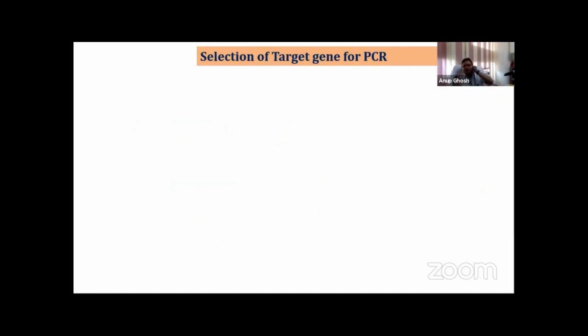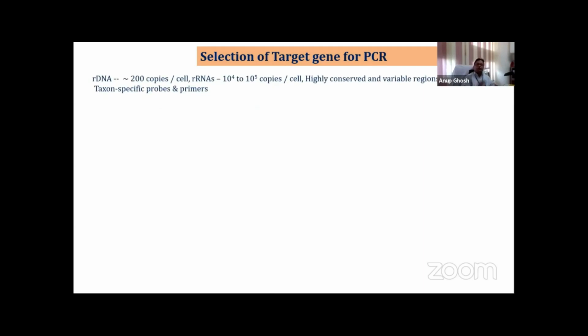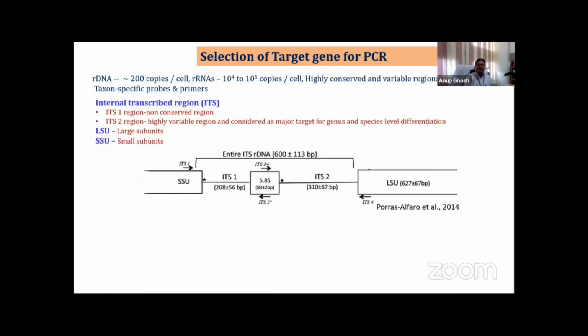So now you have got the DNA, either a patient sample DNA or a pure culture DNA. Now, only DNA will not serve your purpose. You know that for PCR, you have to have a DNA template and you have to have primers. So now you have to understand the selection of the target gene for PCR. In case of fungi, we are targeting the ribosomal DNA. Why? Because it is multiple copy. And in this ribosomal DNA, we have both a conserved region and a variable region.